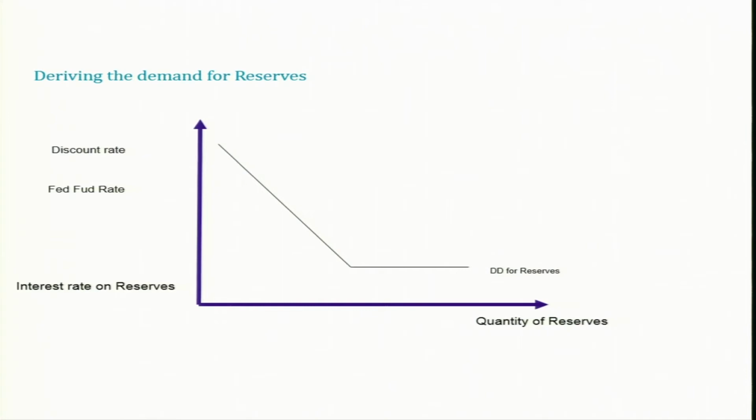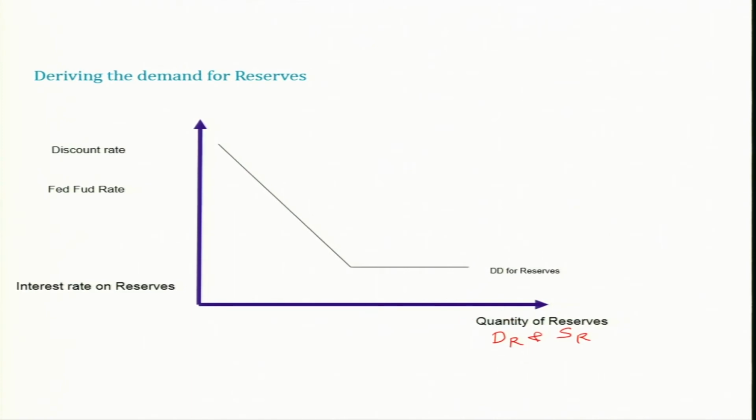In this diagram, on the x-axis we are going to measure the quantity of reserves. That means we will be talking about the demand for reserves as well as the supply of reserves. We are going to measure both on the x-axis, that is, the horizontal axis.